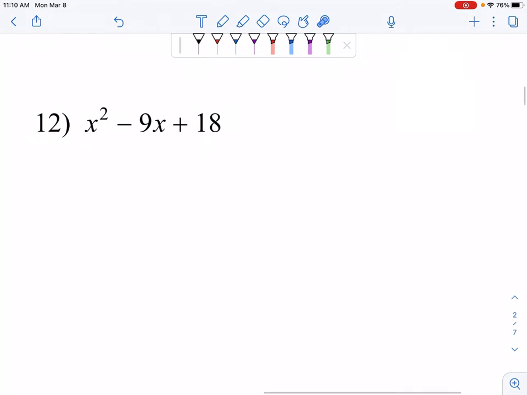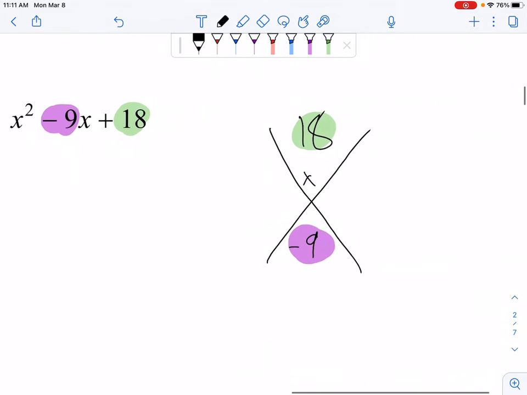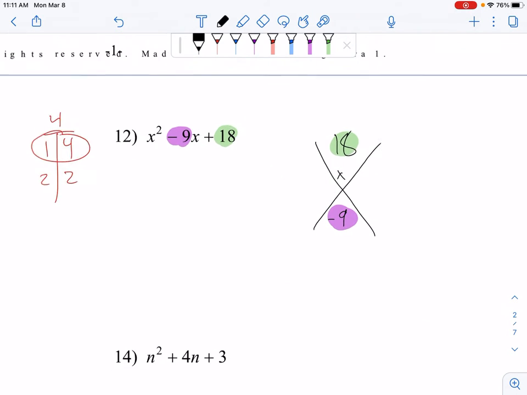Let's take a look at another example. So remember, our last number is going to go on top, and that means we're trying to multiply to make 18. And then our middle number goes in the bottom. That's a -9. So I want to know what would multiply to make 18 and combine to make a -9.